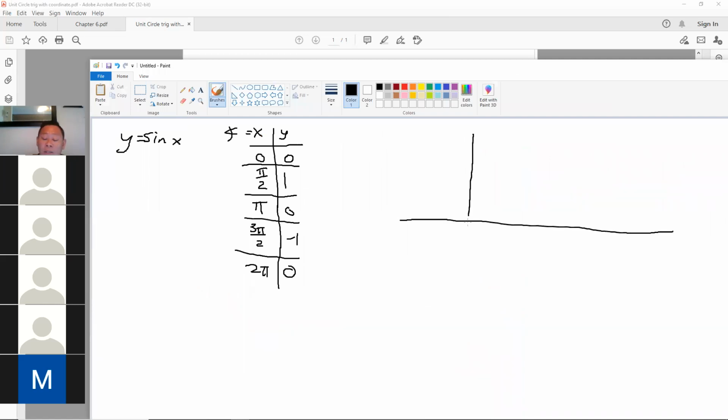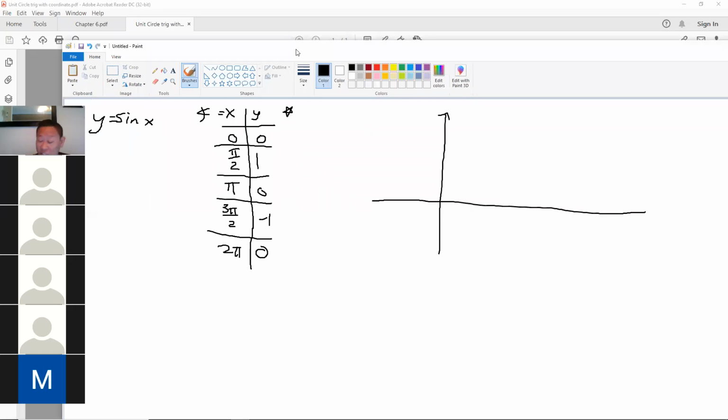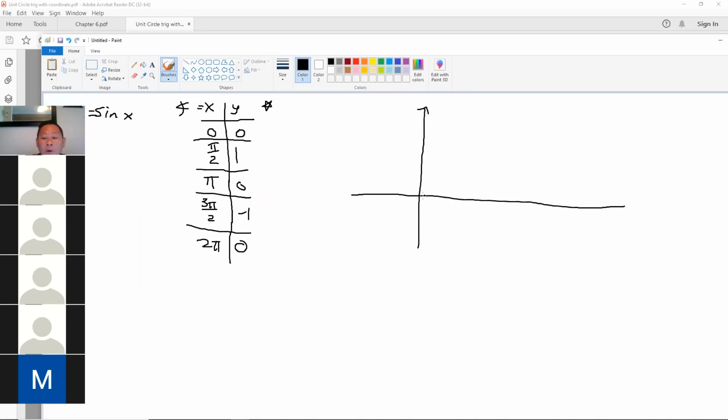These 5 values are very important, so I put a star on them. So please, class, if you don't know how to graph a sine or cosine, watch this video again, because otherwise you lose a lot of points in your test. So we will break this into 5.